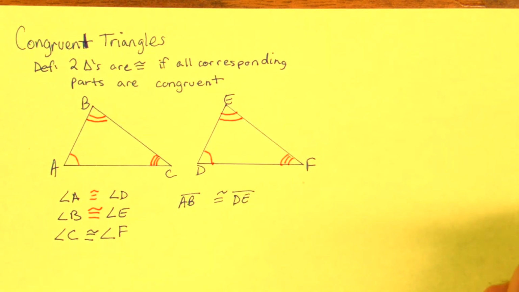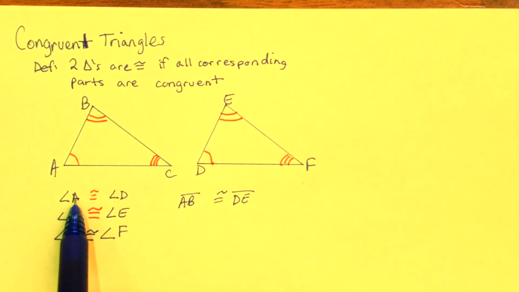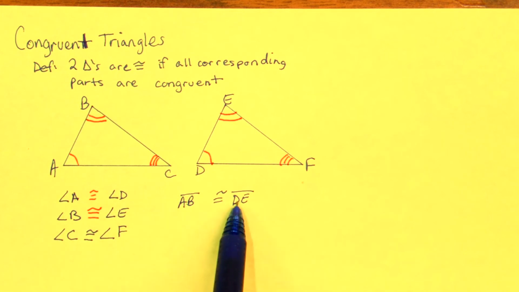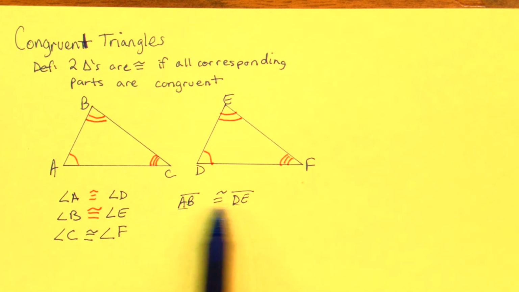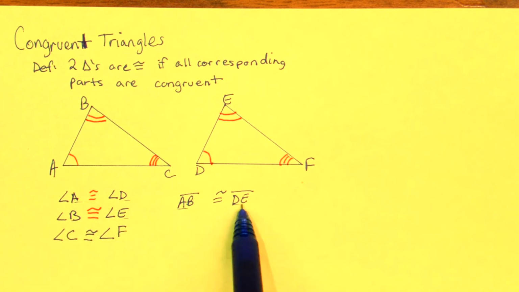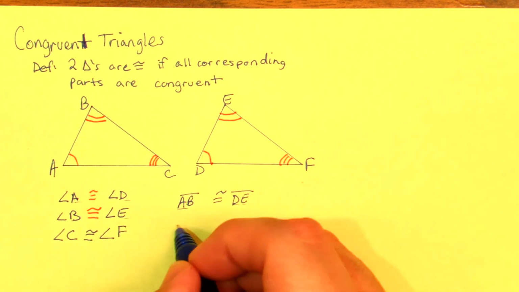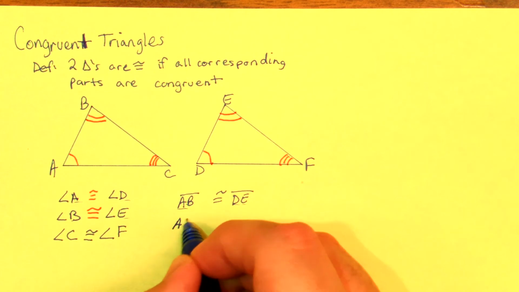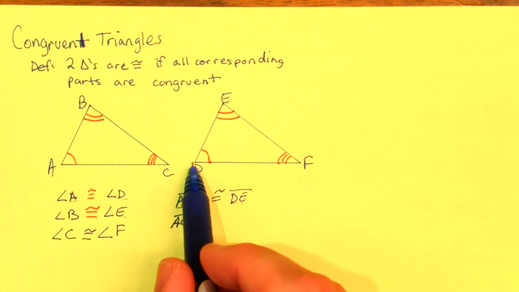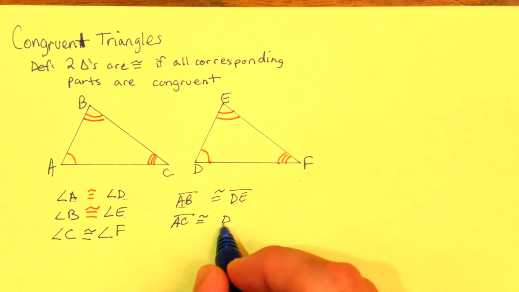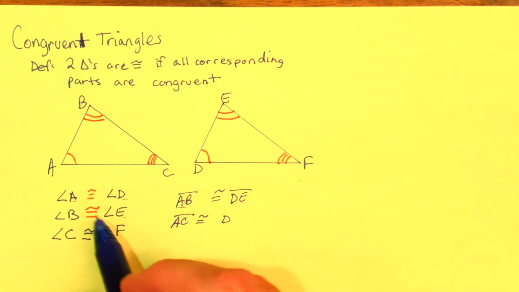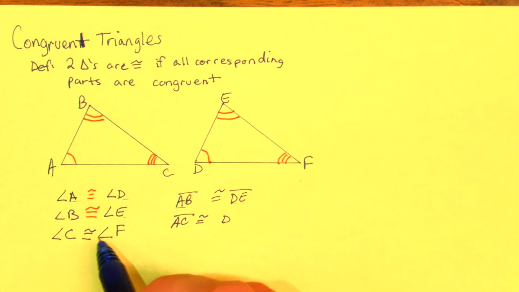Another way to look at it is angle A is corresponding with angle D. A and D correspond here. There's A, there's D, there's A, there's D. B and E, B and E. So if I take, for example, AC, A and D, D is going to be an endpoint for one of the other sides, and C corresponds to F. F is the other endpoint.